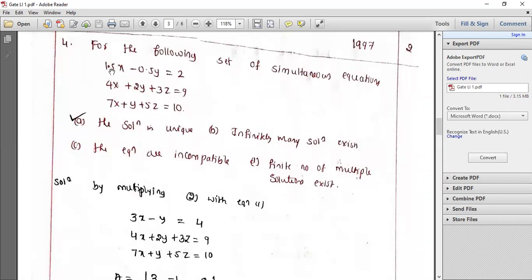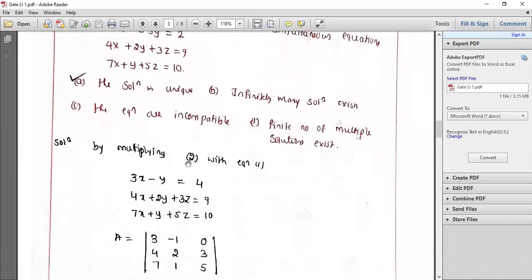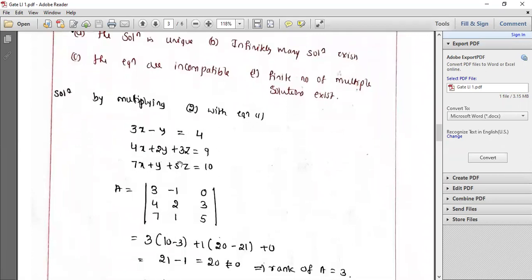Since there are fractions with decimal points here, I rewrite this equation. If I multiply both sides by 2, I can eliminate the decimal. So it is 3x, 0.5 into 2, minus 5, which is equal to 4, because I am multiplying the whole equation by 2. The remaining two equations I keep as they are. Now if I take the coefficient matrix, it is 3, -1, 0, 4, 2, 3, and 7, 1, 5.